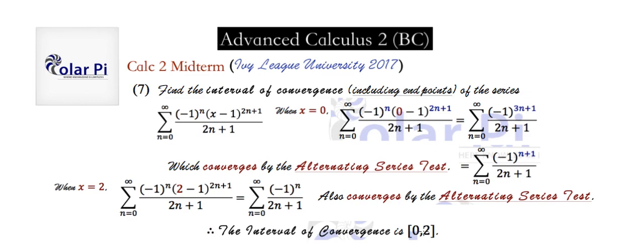And this is an interval notation, right? Which is saying 0 is less than or equal to x is less than or equal to 2.